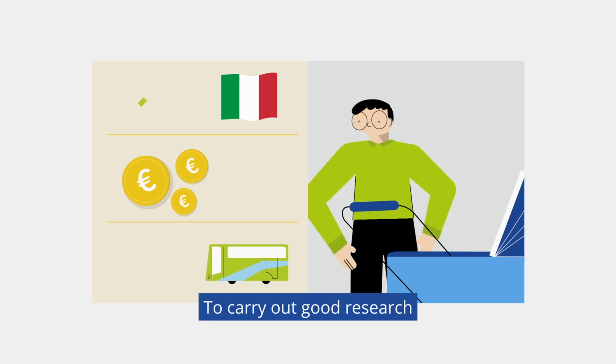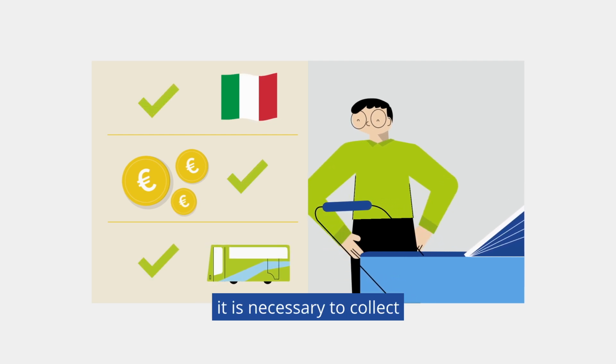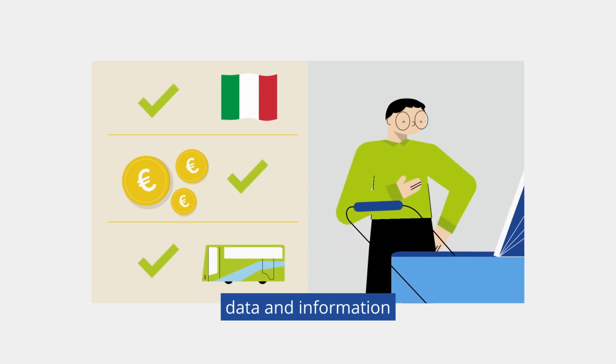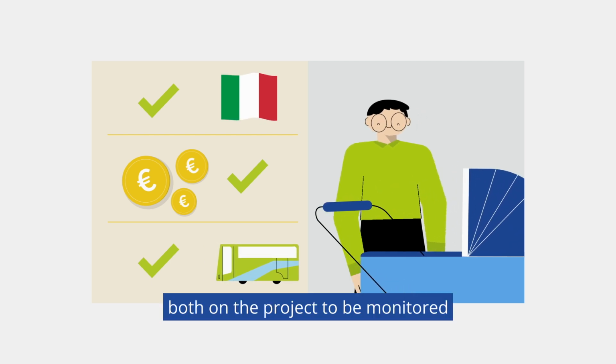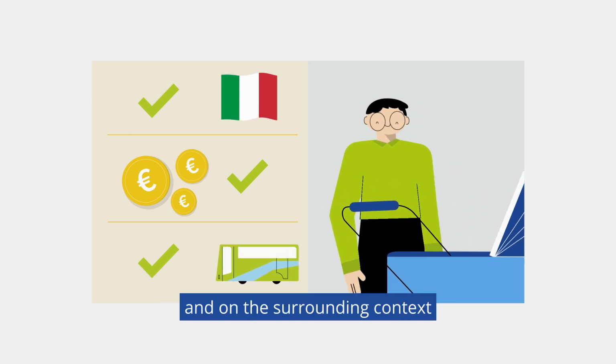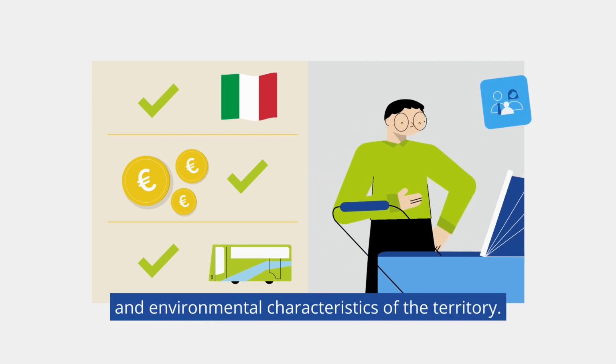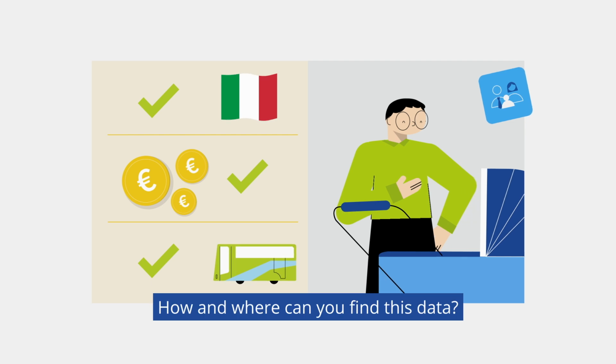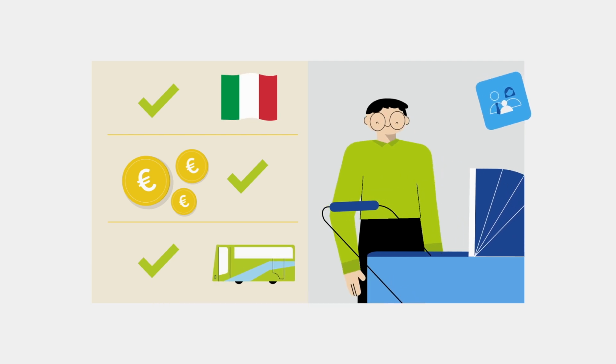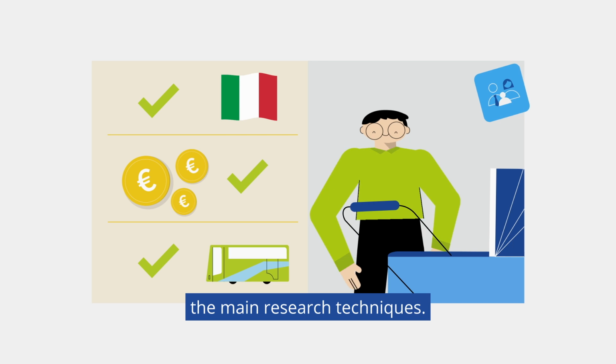To carry out good research for civic monitoring, it is necessary to collect data and information both on the project to be monitored and on the surrounding context, such as the socio-economic and environmental characteristics of the territory. How and where can you find this data? Let's take a look together at the main research techniques.